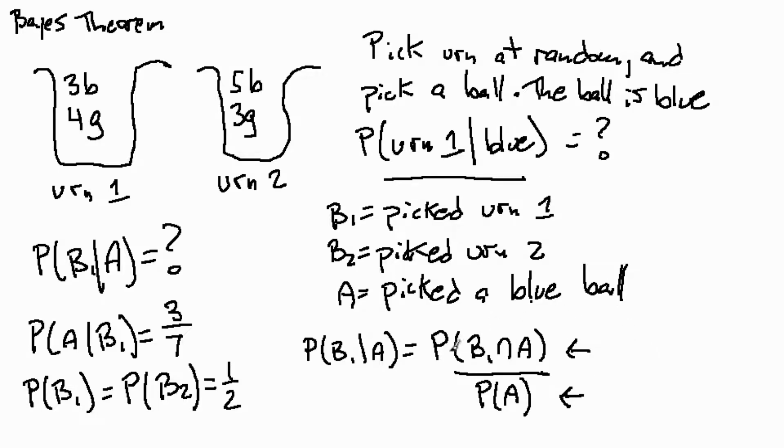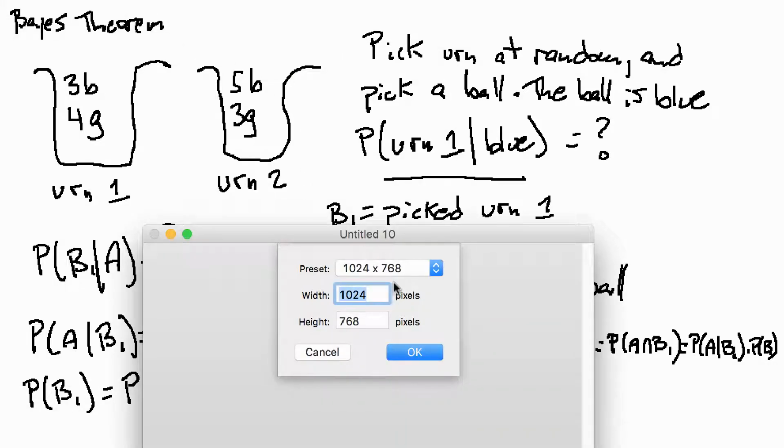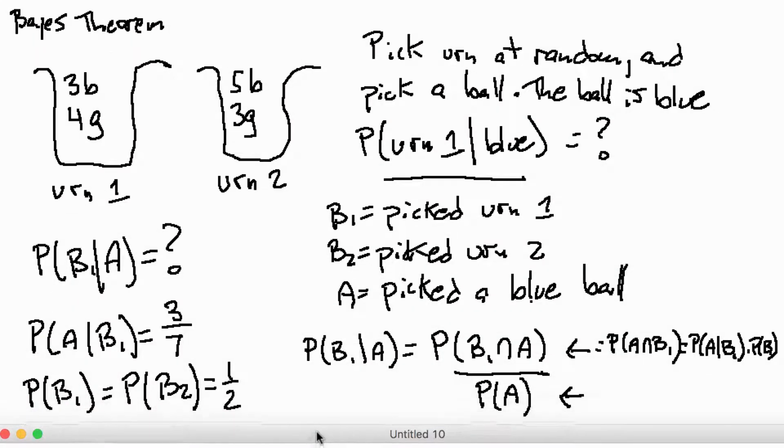For the numerator here, this probability of B1 intersection A, well, I want you to note that that part is equal to P of A intersection B1. When we compute the intersection of two sets, it doesn't matter what order we do it in. And we know from our definitions before that that is P of A given B1 times P of B1. Okay, here I'm worried we might be running off the end of the sheet, so let me get us some new blackboard space here. I'm going to bring this down here.